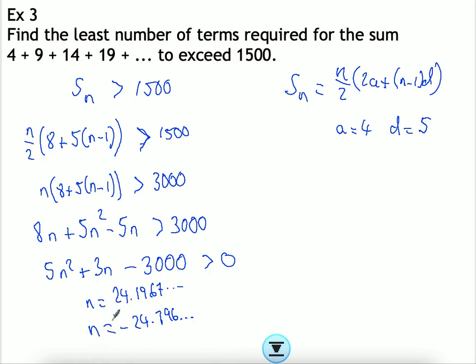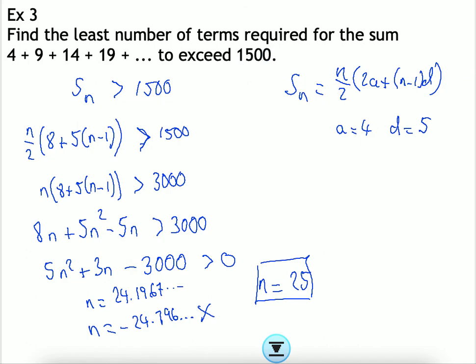Only one of these actually makes sense. n is the number of terms, so it cannot be negative. So n has got to be greater than 24.1967. If I had that many terms, the sum would be exactly 1,500, so it can't be less than that. So n must therefore be 25. If there were 25 terms in this sequence, the series would sum to greater than 1,500.